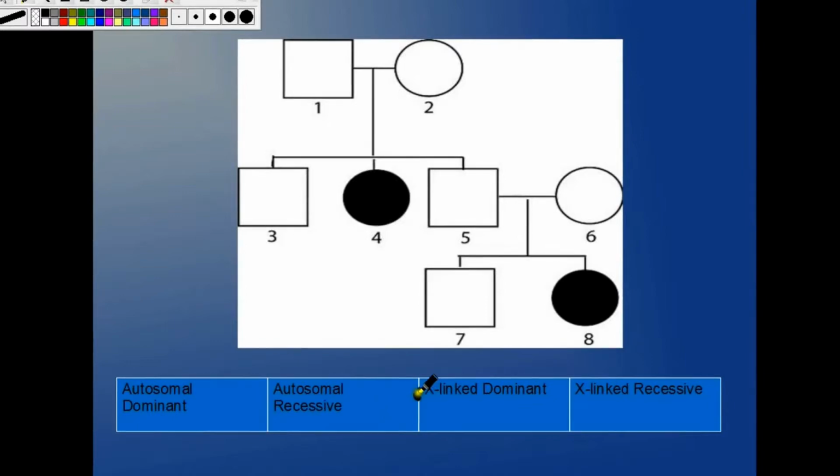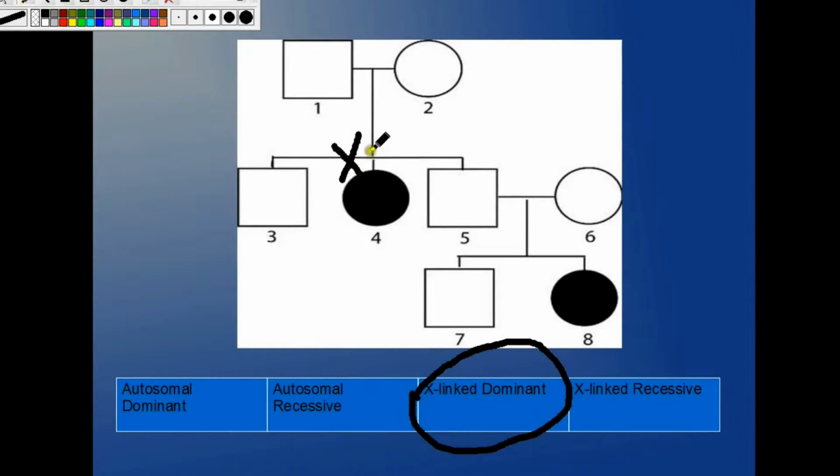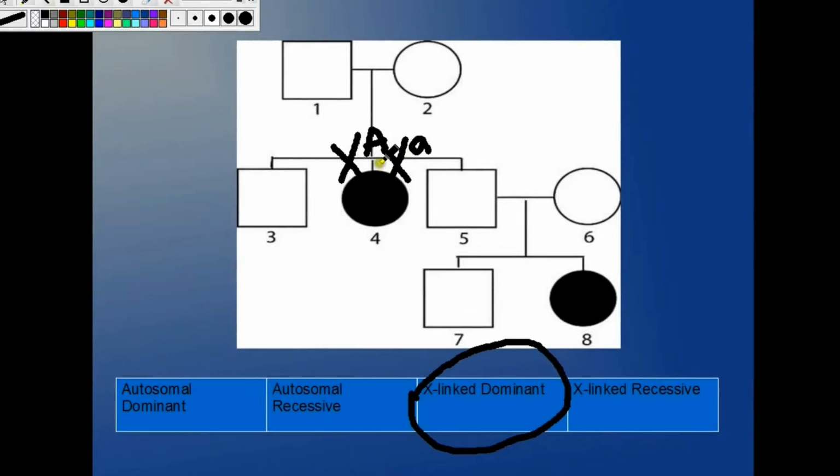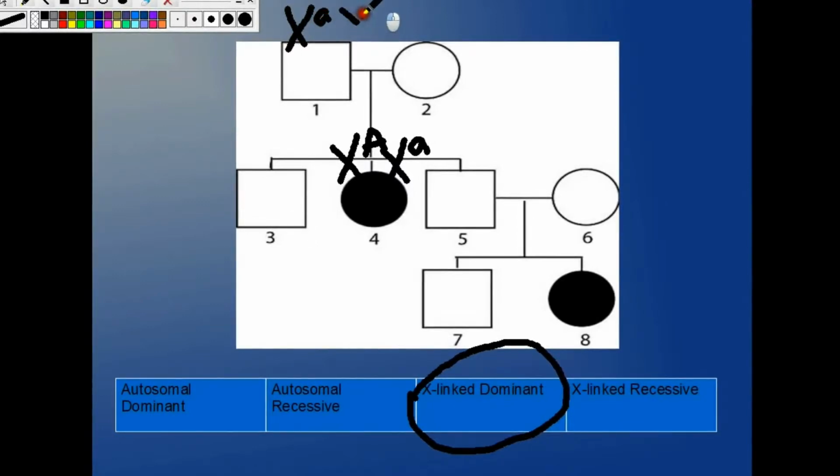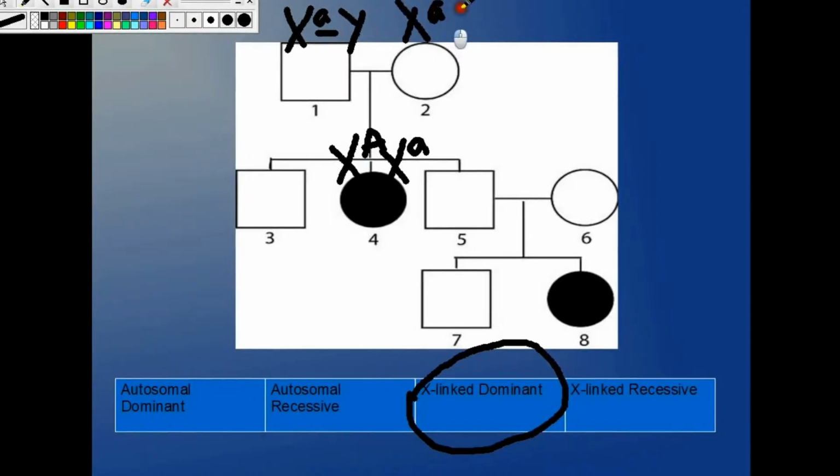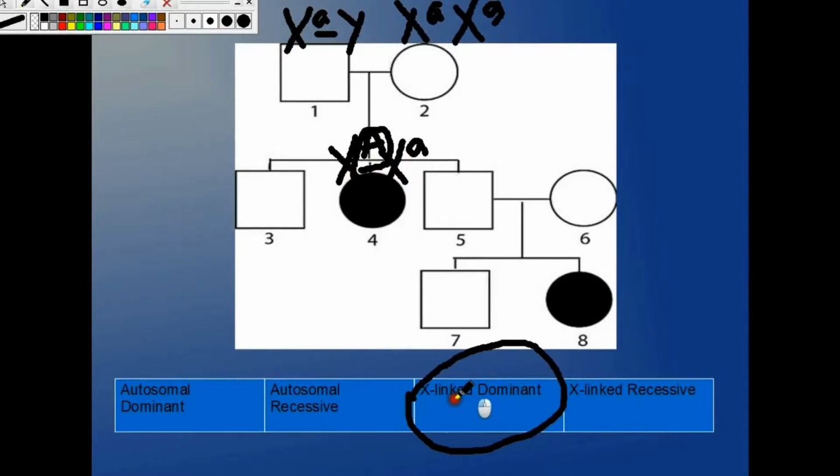Next is X-linked dominant, and this just means that the disease has to have at least one dominant allele associated with it. So let's say it was heterozygous. Even if it was just heterozygous, since both of these parents don't have the disease, they're both going to have the recessive alleles for their genotypes. So there's nowhere for the capital A, the dominant allele, to come from, so the disease can't present itself, which means that it can't be X-linked dominant.